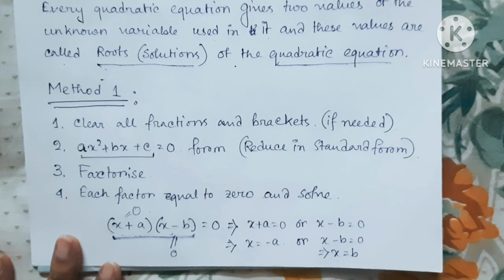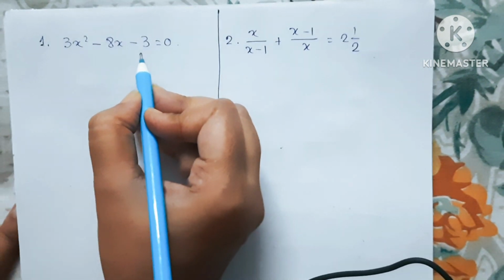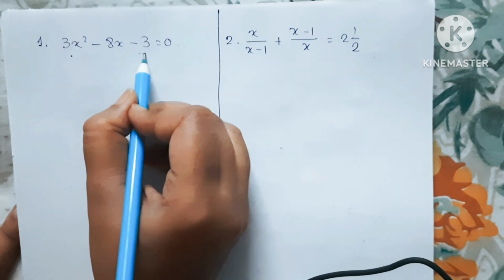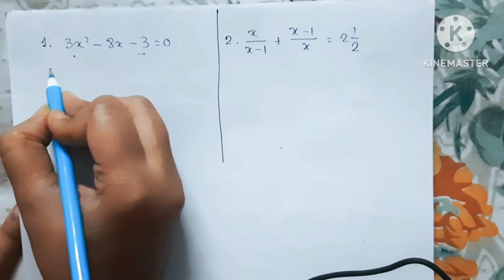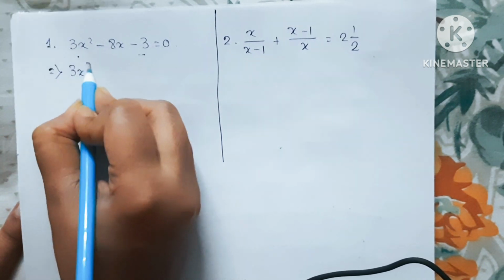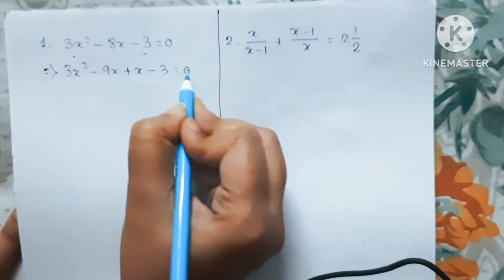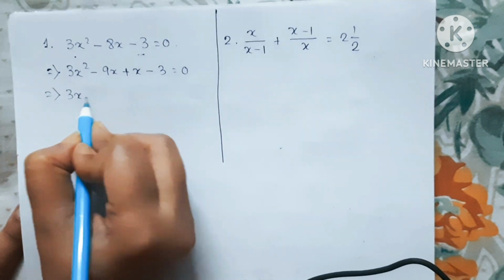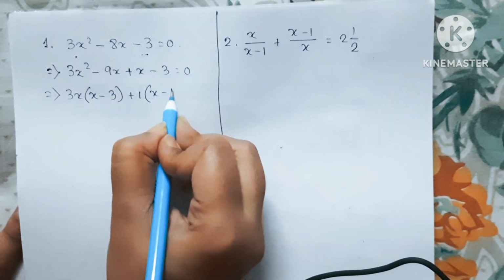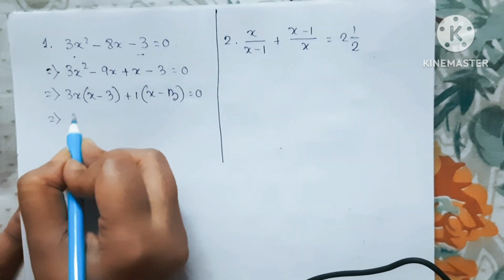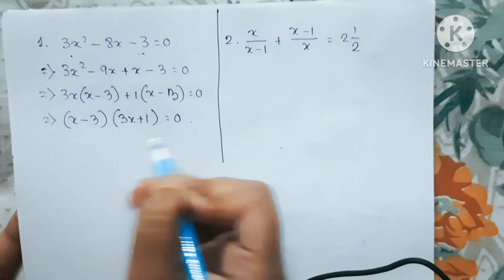Okay, there are two questions. Question number 1, that is 3x square minus 8x minus 3 equal to 0. That is a quadratic equation and that is in standard form. So first you have to factorize it. Okay, so 3x square minus 8x, you can write 9x plus x minus 3. Now 3x into x minus 3 plus 1 into x minus 3. Okay, so x minus 3 will be a factor and 3x plus 1 equal to 0.